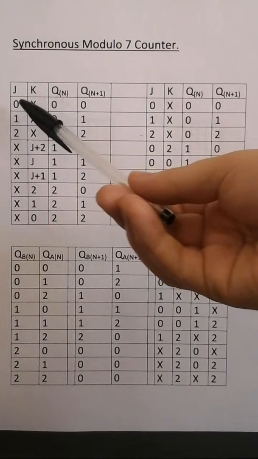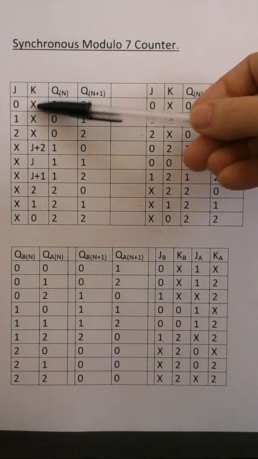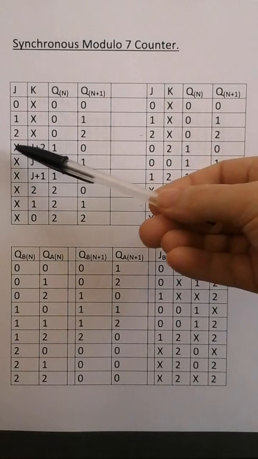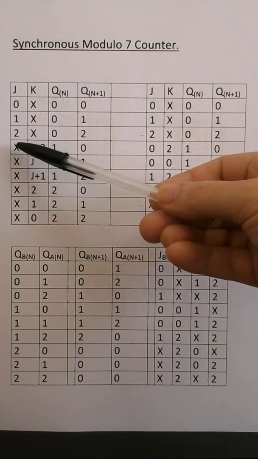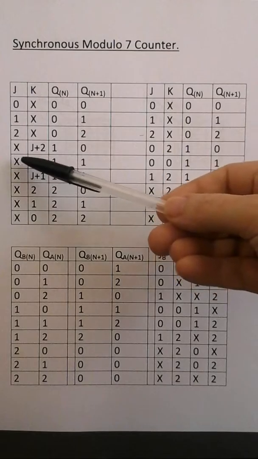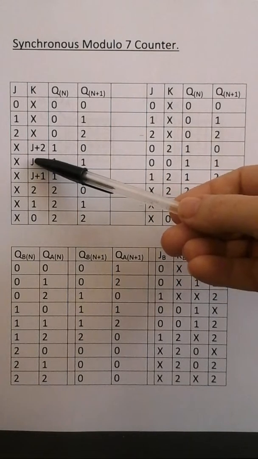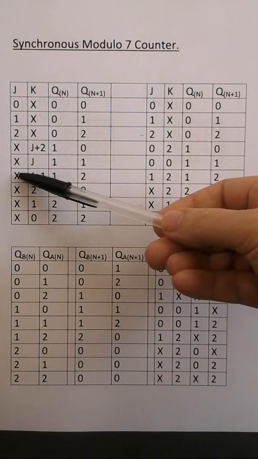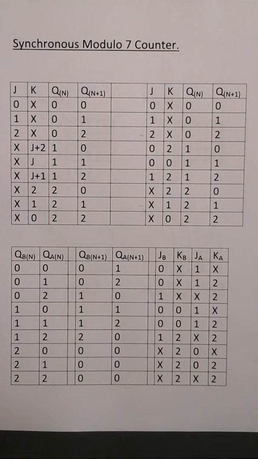For QN 0 to 0, J is 0 and K is X, a don't care state. The X can be any value 0, 1 or 2. For this line I've got X and J plus 2. So J can assume any value, but K has to assume the value J plus 2. And here, J can assume any value 0, 1, 2, but K has to assume the same value as J. And here, J can assume any value, but K has to assume the value J plus 1, modulo 3, of course.